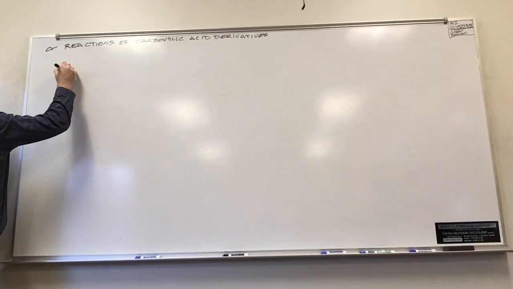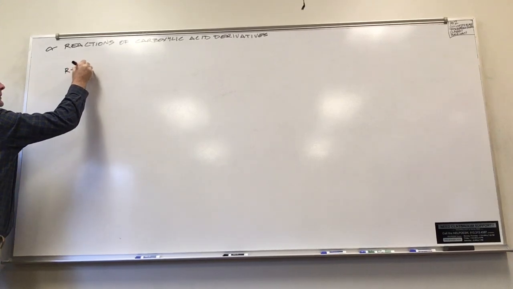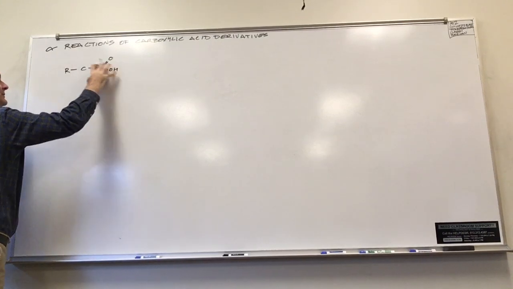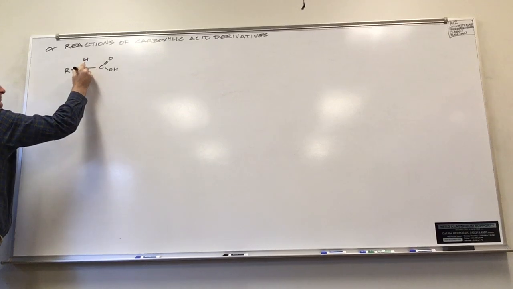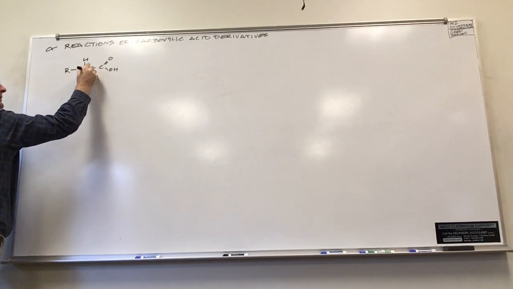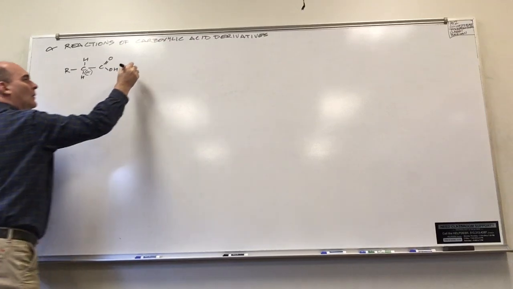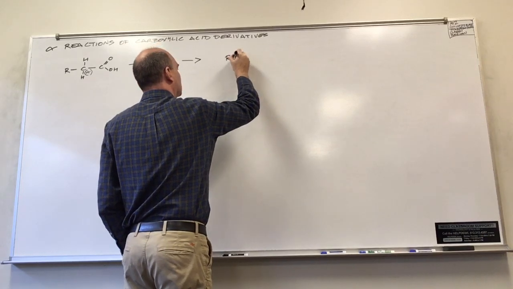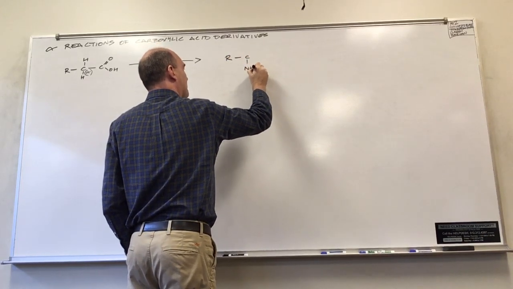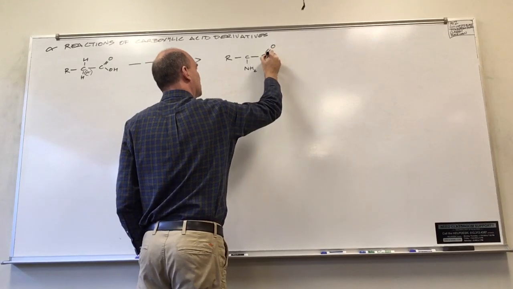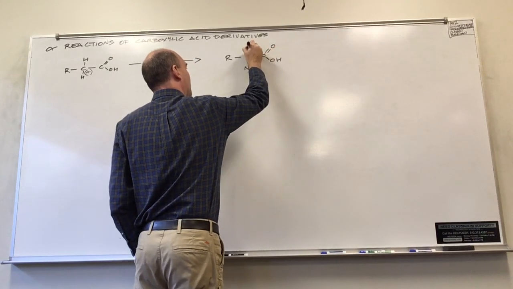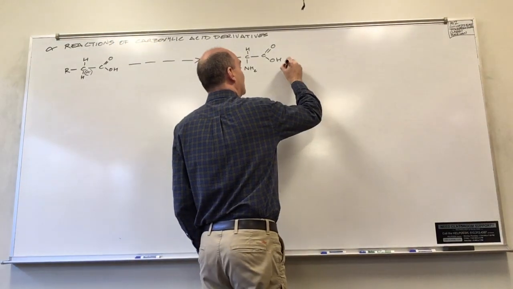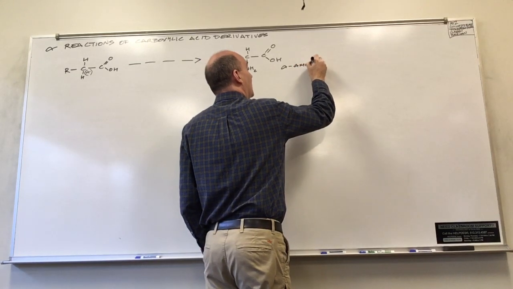So if I have an R group, and then I have here's the carboxylic acid, and here is my alpha position right here. What if I could somehow, like this? That's your alpha amino acid right there. That's the building block of proteins.